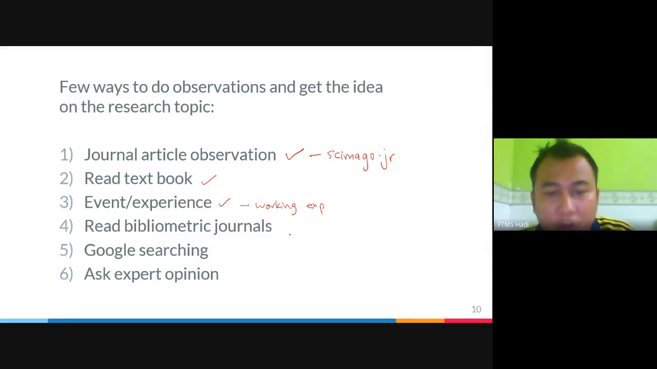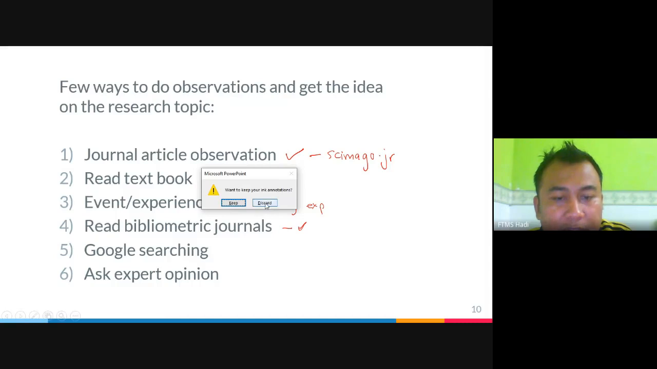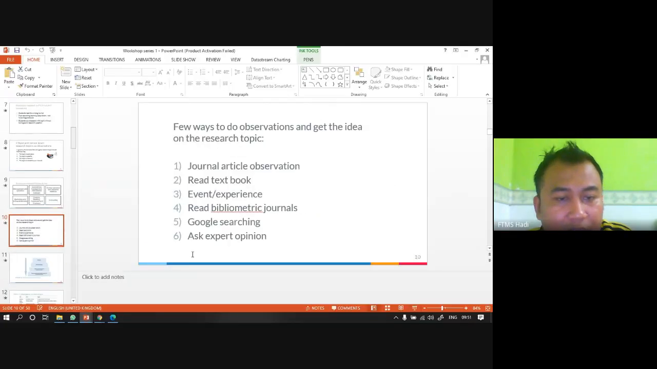Okay, number 4. I believe this is new for you. Read bibliometric journals. Bibliometric means reporting on the journals published and the research topics that they come out with. So bibliometric also gives an idea. Okay, so how to do bibliometric journals.